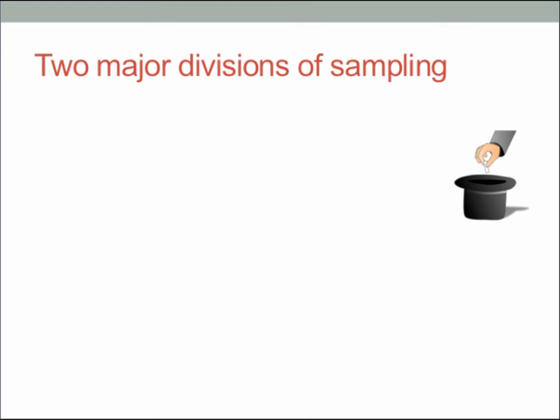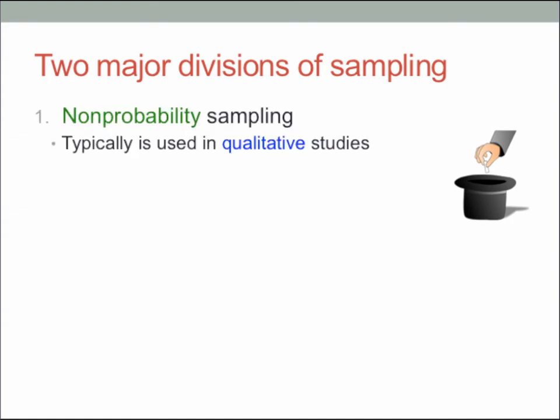So we think about two major divisions of sampling. We mentioned one of the techniques of reducing sampling error would be to do what? Right, to do probability sampling. Well, the other type of sampling is non-probability sampling. And this is typically used in qualitative studies, right? When you're trying to understand more about a particular individual or group of individuals.